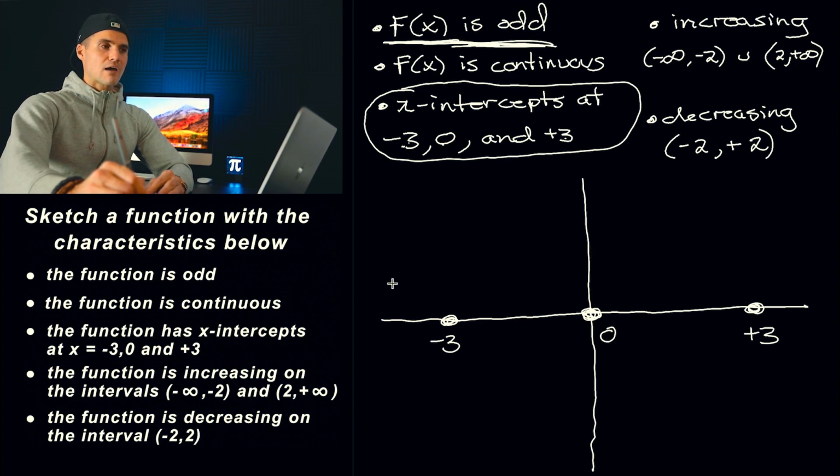Second characteristic, f of x is continuous. That's fairly self-explanatory. It just means there's not going to be any break over the domain of this function. So no holes or vertical asymptotes or anything like that.